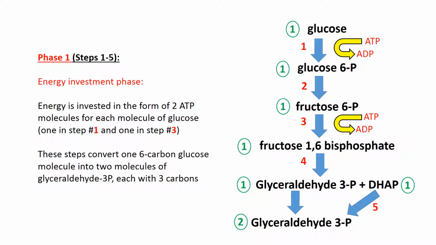Moving on to step 3, right here. In step 3, the fructose 6-phosphate is phosphorylated by another ATP molecule in a process similar to step 1 as described above. So again, we have an ATP donating a phosphate to the fructose 6-phosphate, resulting in the synthesis of ADP, and fructose 6-phosphate being phosphorylated to form fructose 1,6-bisphosphate. Again, as I said earlier, the phosphates are on carbons 1 and carbon 6 of the fructose molecule.